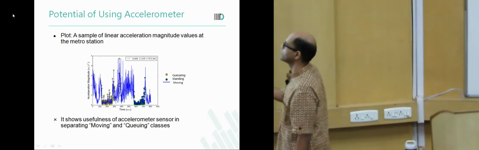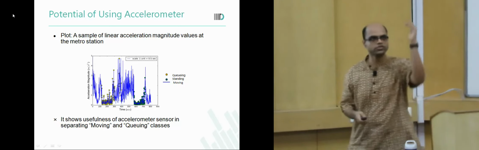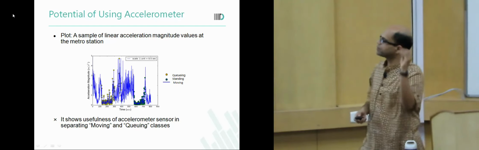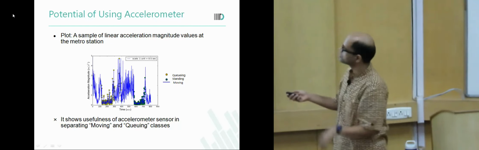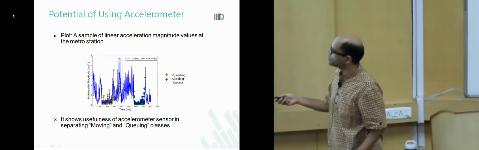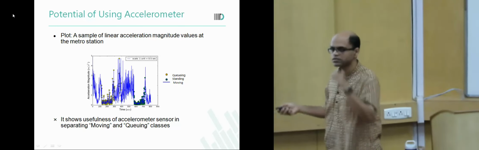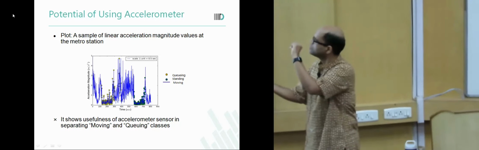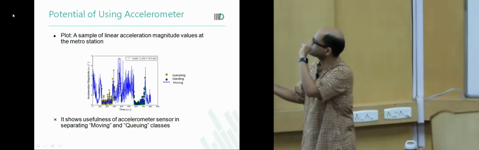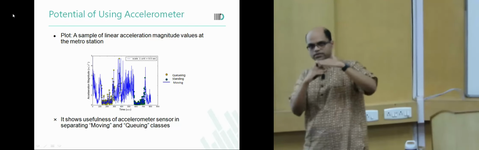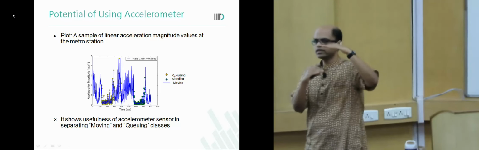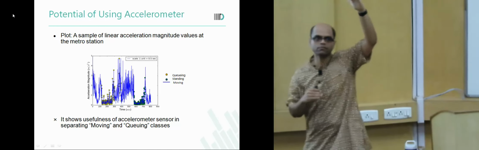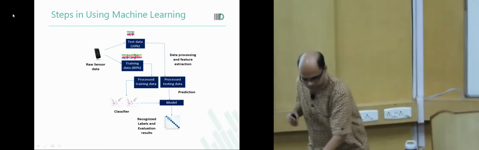Yeah, so this is also moving. You can see moving kind of jumps the acceleration up and down, up and down, up and down, right? A lot of variation. But when you are queuing, you have this much variation, and when you are standing, your variation reduces and it sits in a smaller range. Standing is very dense with very little variation. Queuing is a little above, and then moving is just ups and downs. So this is how it looks.